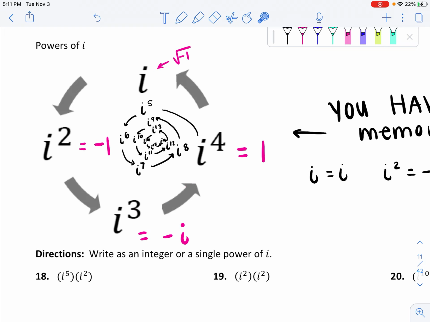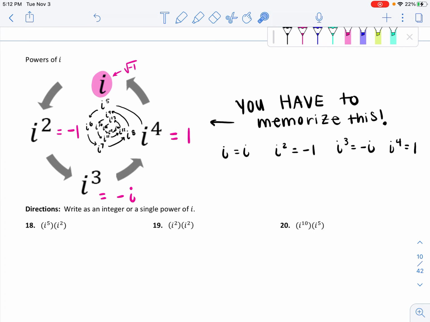And it keeps going. So after 4 would be i to the 5th, which would fall to i. i to the 6th would fall to negative 1. i to the 7th would fall to negative i. i to the 8th would fall to 1. And keep going. i to the 9th, that falls to i. i to the 10th, that falls to negative 1. i to the 11th, that falls to negative i. i to the 12th falls to 1. And it keeps on going.